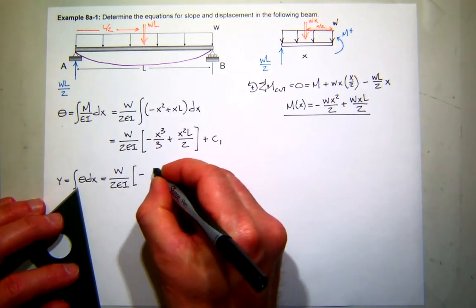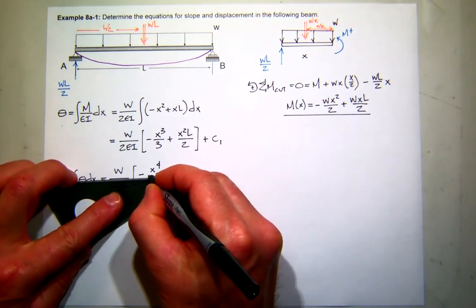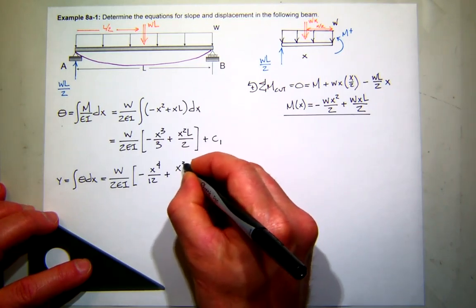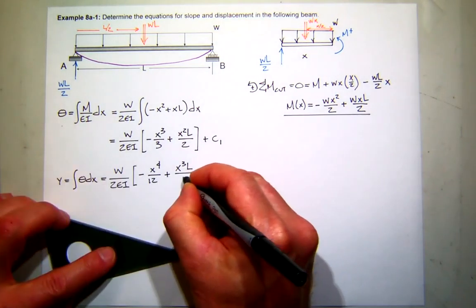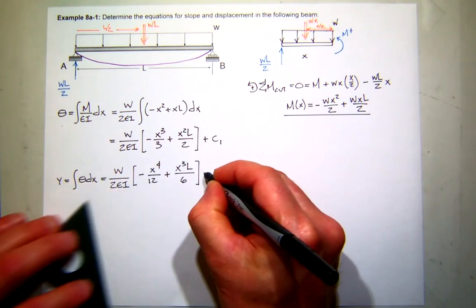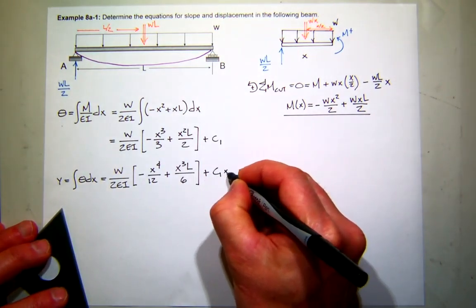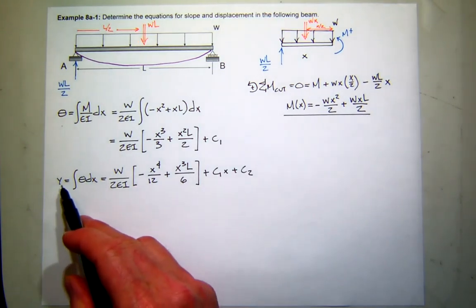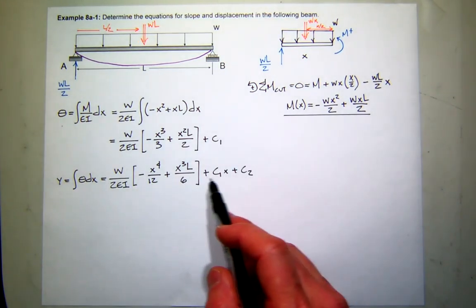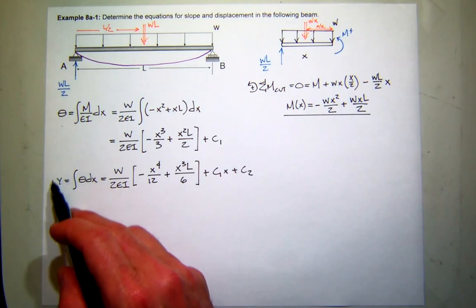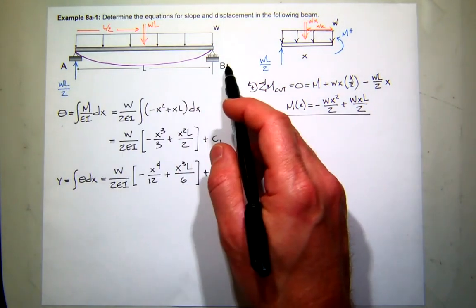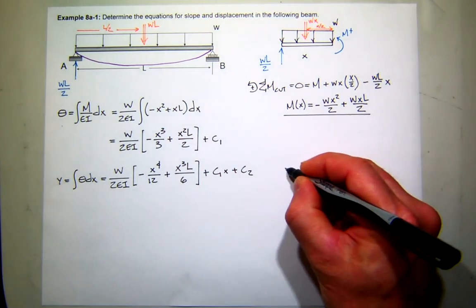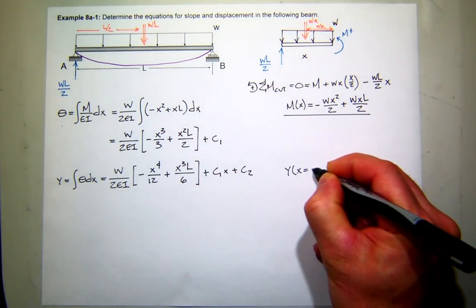And now I get minus x to the 4th over 12 plus x cubed L over 6 plus C1x plus C2. I have one expression with two constants to solve for, but this one expression is for displacement, and I have two conditions for displacement. So let's apply those.